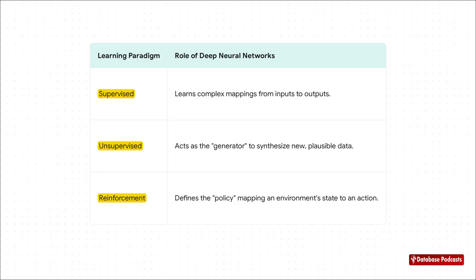So this table breaks it down really nicely. You can see how that same core engine, the deep neural network, wears a different hat in each paradigm. In supervised learning, the network is the thing that learns that complicated mapping from input to output. In unsupervised learning, the network becomes a powerful generator. It's the artist that can create brand new data. And in reinforcement learning, the network acts as the agent's policy, or its brain, learning the complex strategy of what to do in any given situation.